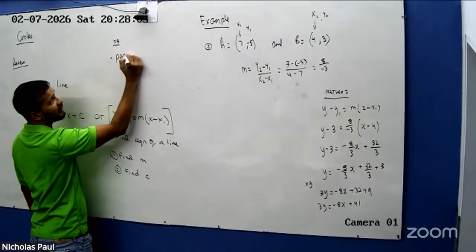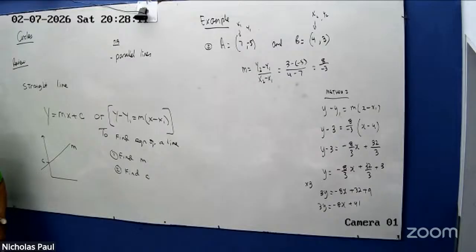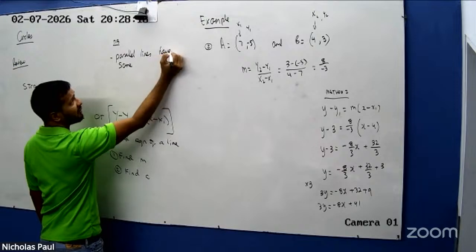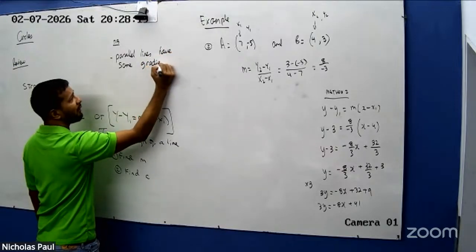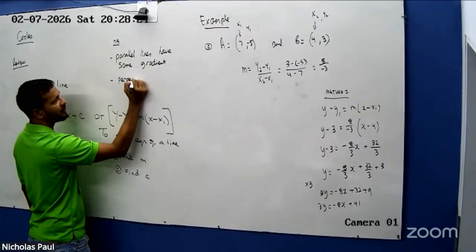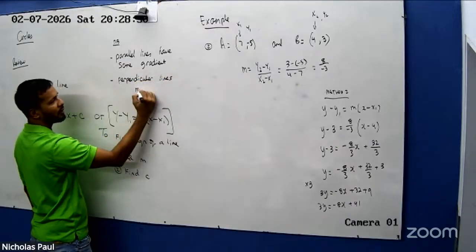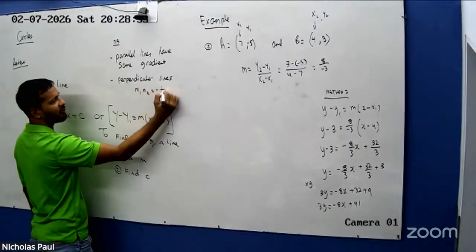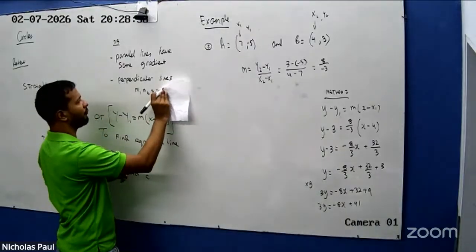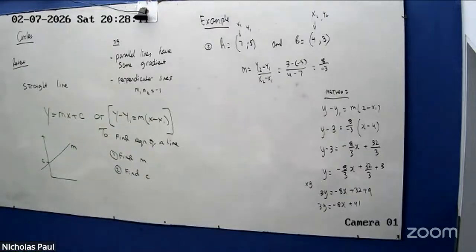Parallel lines have what? What do we know about the gradient? Parallel lines have the same gradient. And perpendicular lines, the product of the gradients is minus 1. Right? That's a perpendicular line. The product is minus 1.